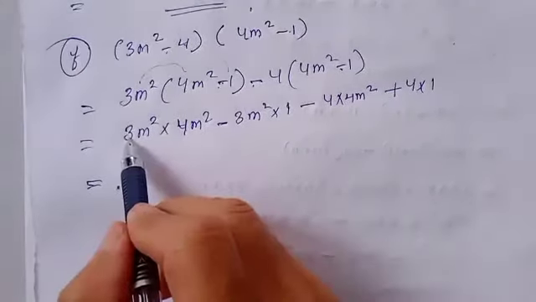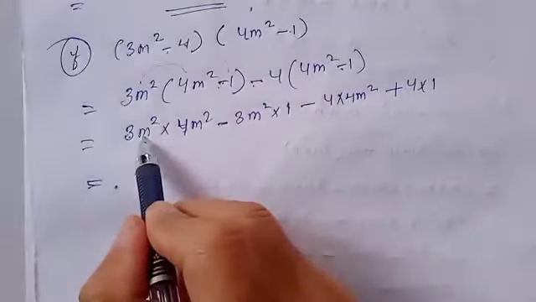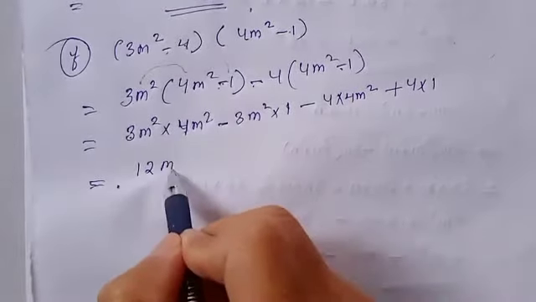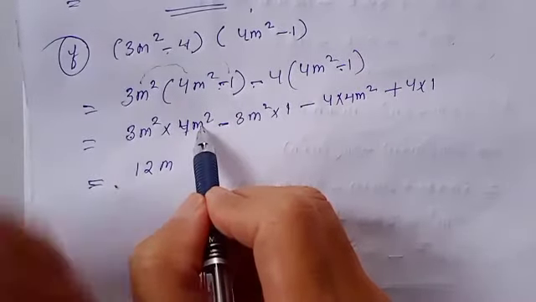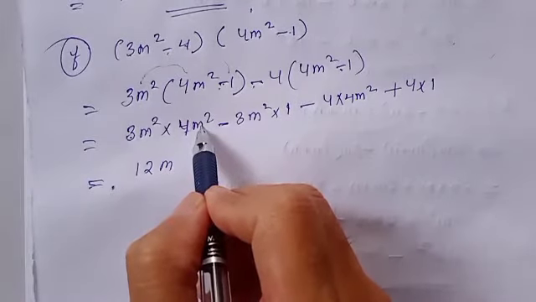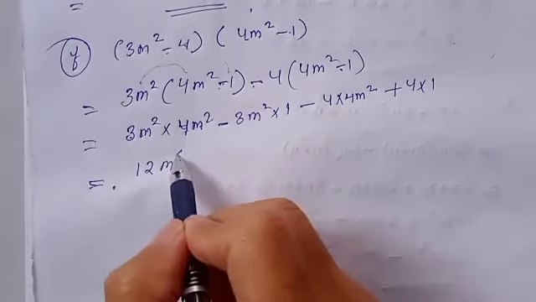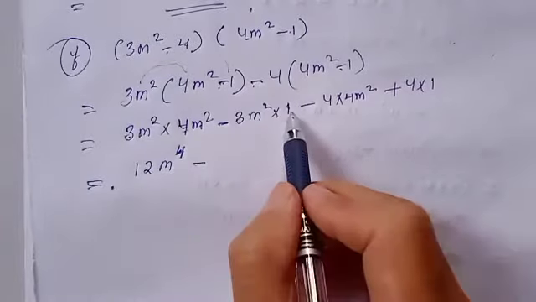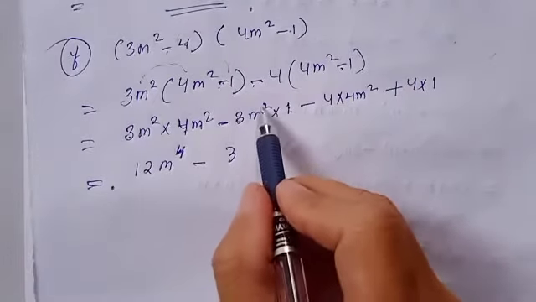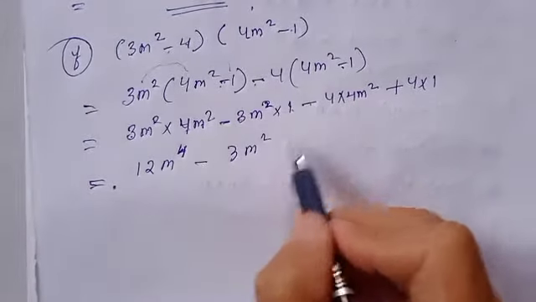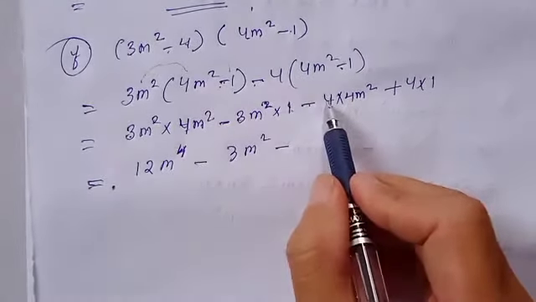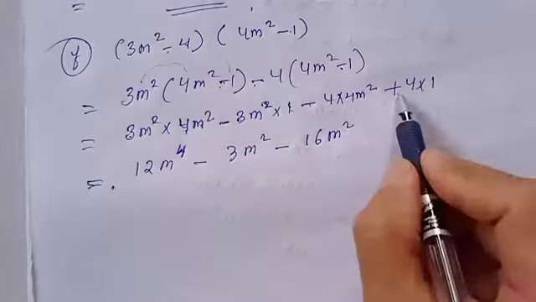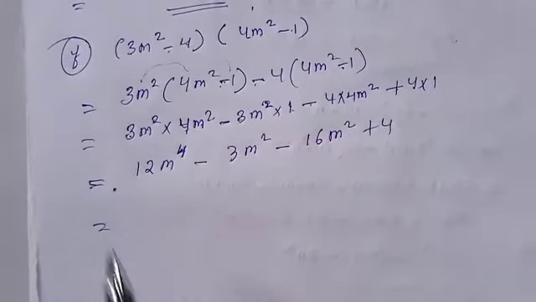Okay, then now let's check number: we have 3 and 4, 3 4s are 12. Okay, how many m's are here? M square, so this will be m to the power, we have 2m. What's the total number of m here? Total number of m is 4, right? M square into m square will be m to the power 4, 2 plus 2, 4. Minus, number we have 3 and 1, 3 1s are 3, m we have only m square, so your answer is m square. Minus again 4, number we have 4 and 4, 4 4s are 16. M we have only m square, so your answer is m square. Plus 4 1s are 4.